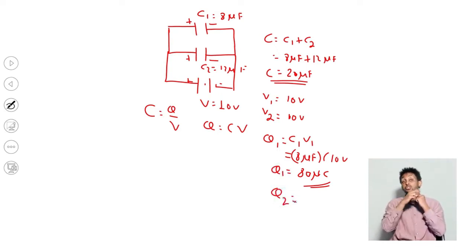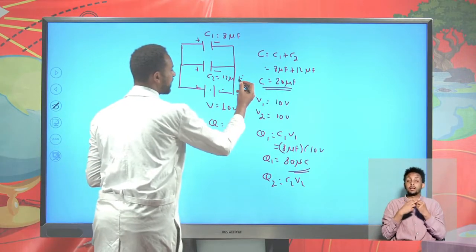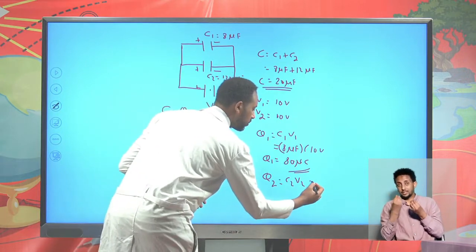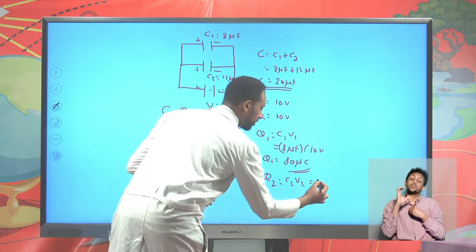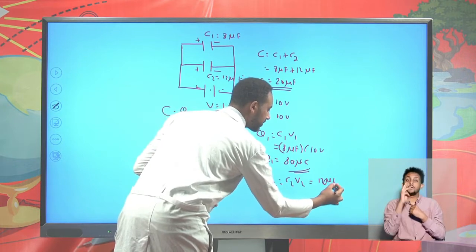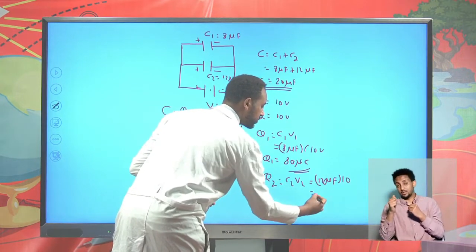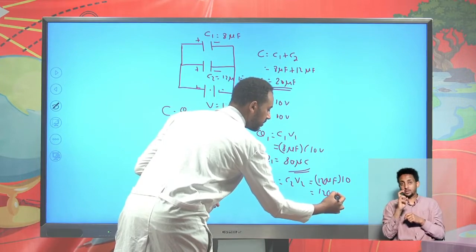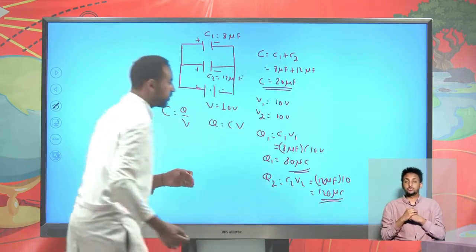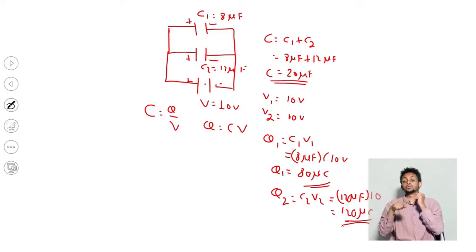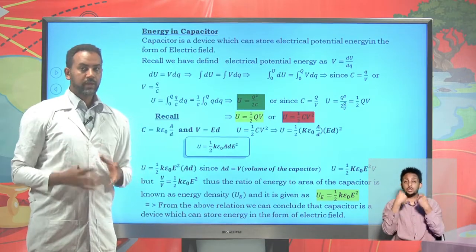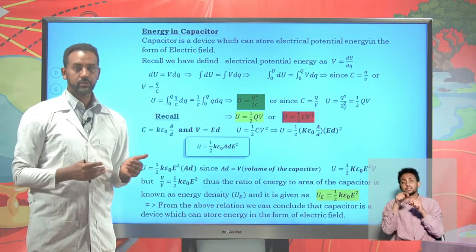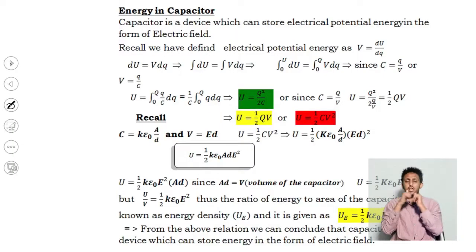The charge stored on capacitor 2 is C2 V2. Multiplying 12 microfarad by 10 volt gives us 120 microcoulomb. This is how we determine the amount of charge stored on each capacitor and the amount of voltage dropped on each capacitor. So students, I want you to try to solve as many problems as you can on this, so that you can develop the skill of solving such problems.